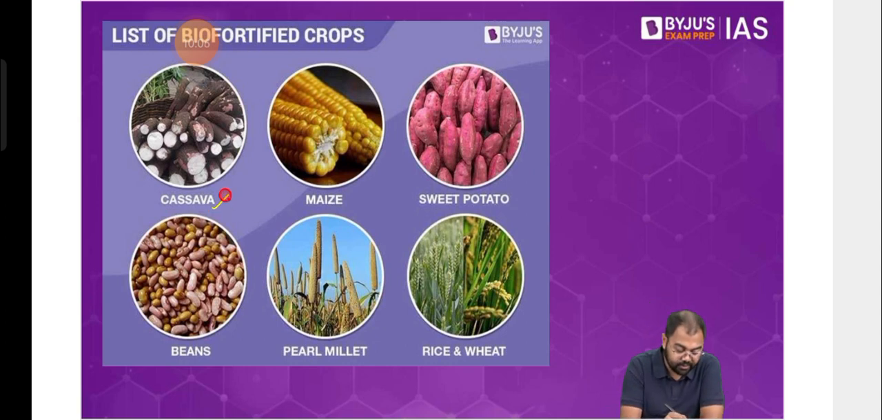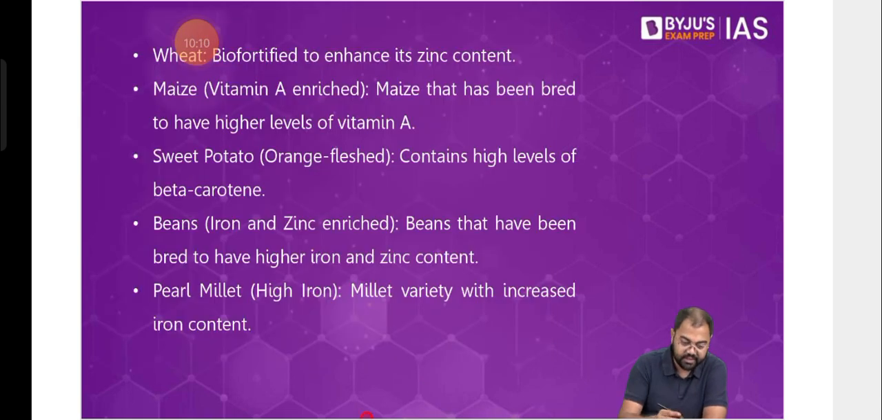So if you see, there are a lot of crops where some kind of biofortification has been carried out. All these are some of the biofortified foods. In wheat we have tried to enhance the zinc content. In maize we see a higher level of vitamin A. In sweet potato, beta carotene, basically vitamin A. In beans, more iron and zinc content is added. Then we have pearl millet, where increased iron content is added.